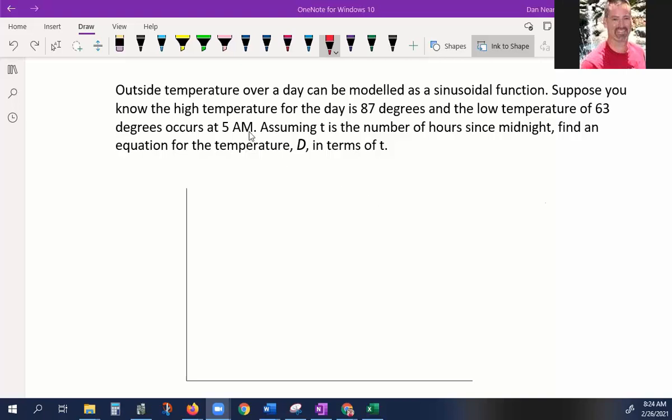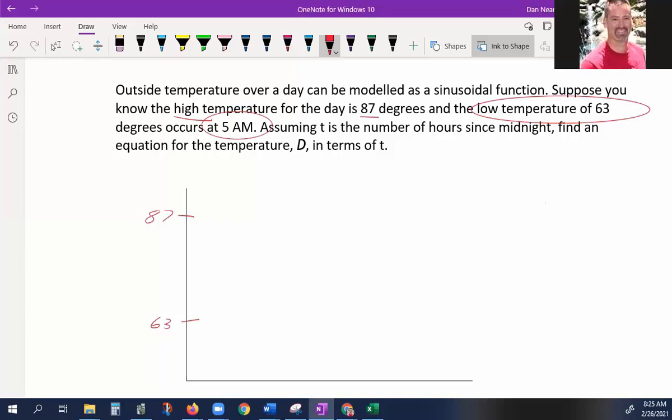Okay, in this problem, they give us that the outside temperature over a day can be modeled as a sinusoidal function. They give us that the high temperature of the day is 87. I'll mark that here. The low temperature is 63. They also tell us that this low temperature of 63 occurs at 5 a.m.